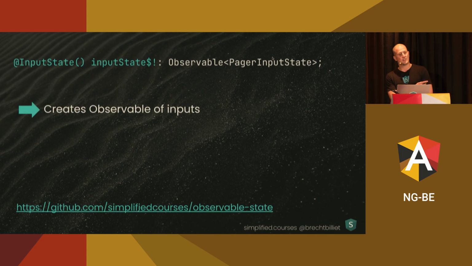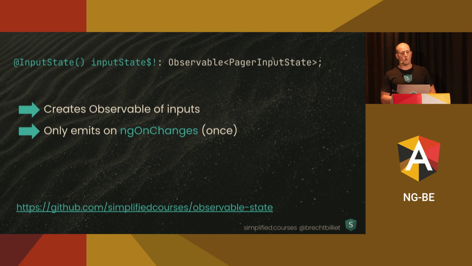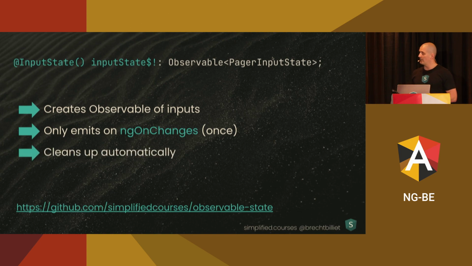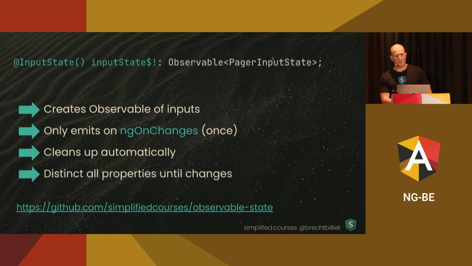You can add features, and things that you are not agreeing with, you can change them. And to be honest, it's not rocket science. So what does this input state do? It creates an observable of inputs. It will only emit once in the ngOnChanges lifecycle hook, and it will clean up automatically. Also, it will distinct all the properties until they change automatically for us.